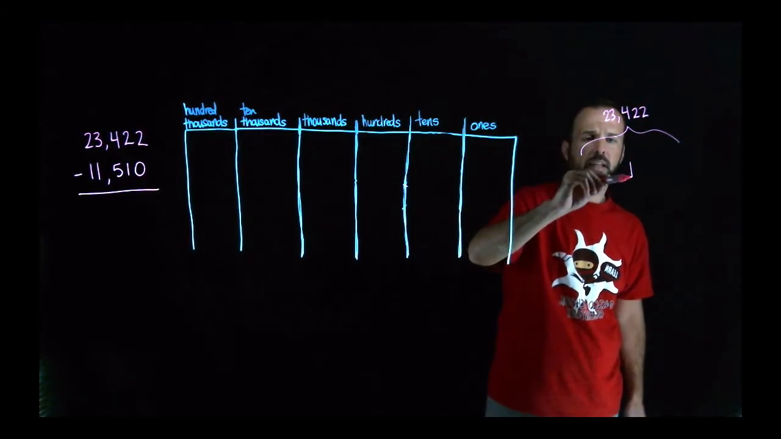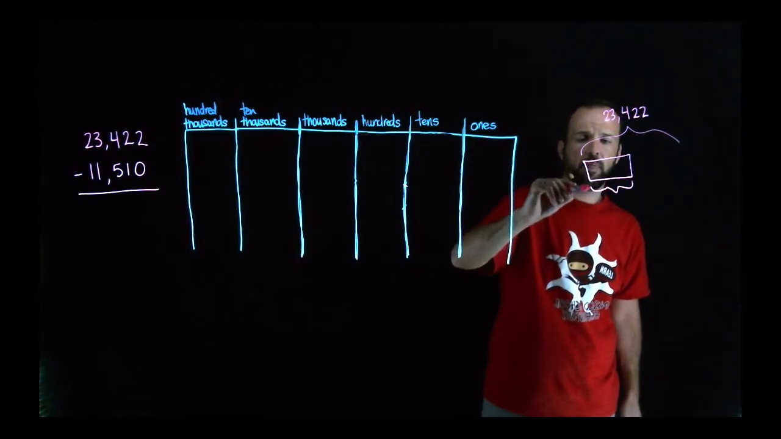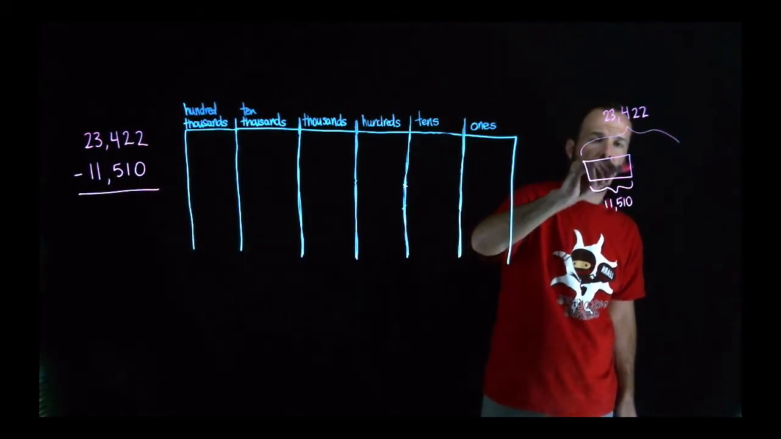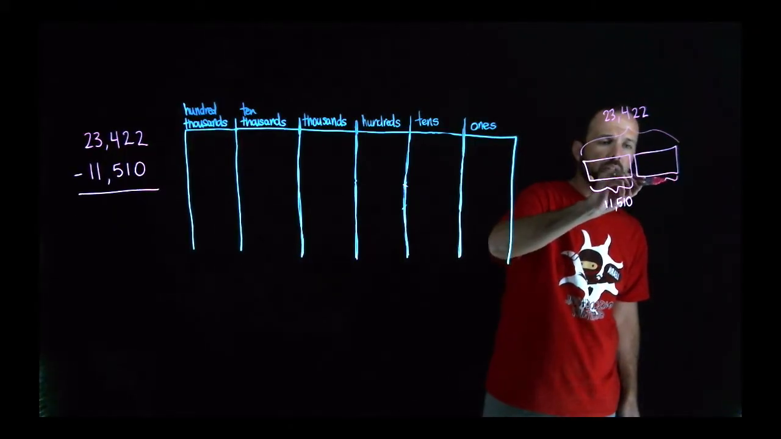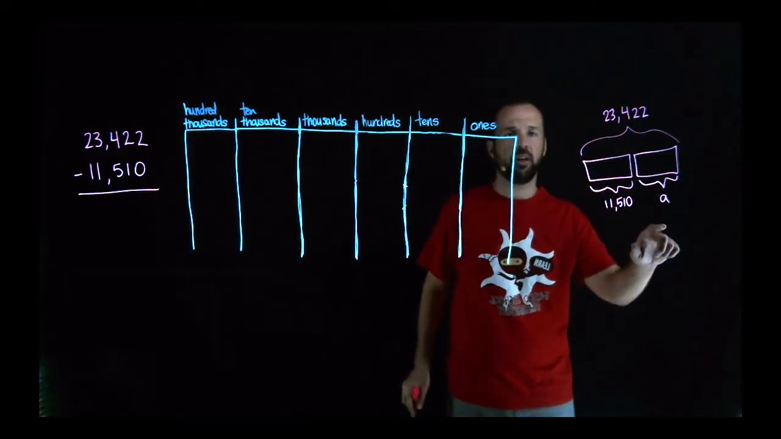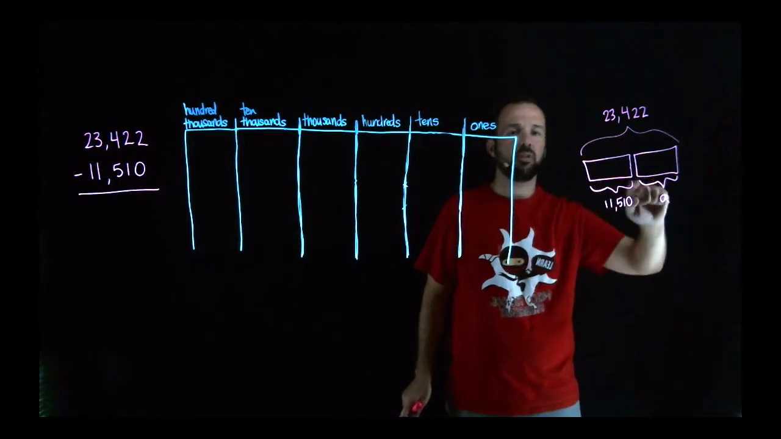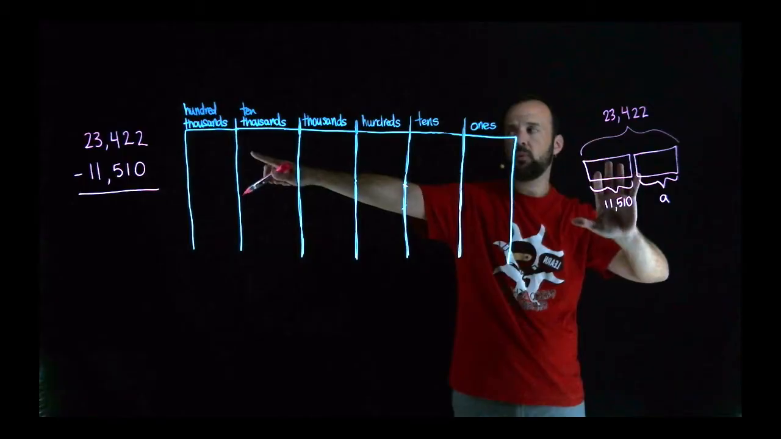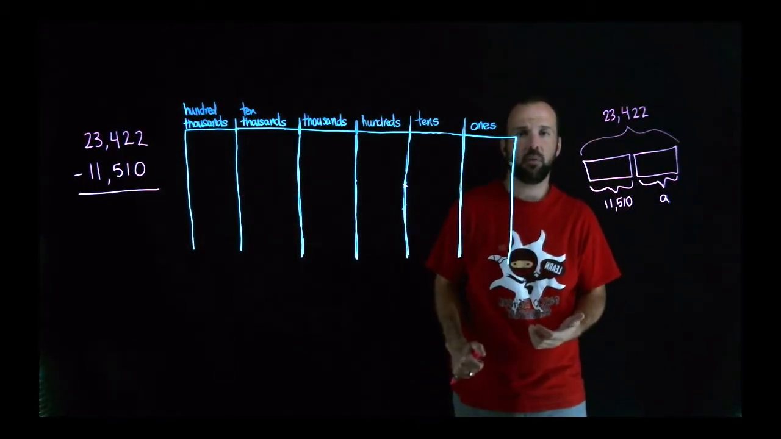Okay, and I know I'm going to be taking away part of it, which I'm going to represent here by my 11,510. I don't know what this other piece is going to be, so I'm going to represent this piece with just an A, because that's what we're going to be looking to find, right? If I start with this whole and I take this piece away, how much is left over? So that's how I can visually represent, using a tape diagram, that problem of 23,422 minus 11,510.